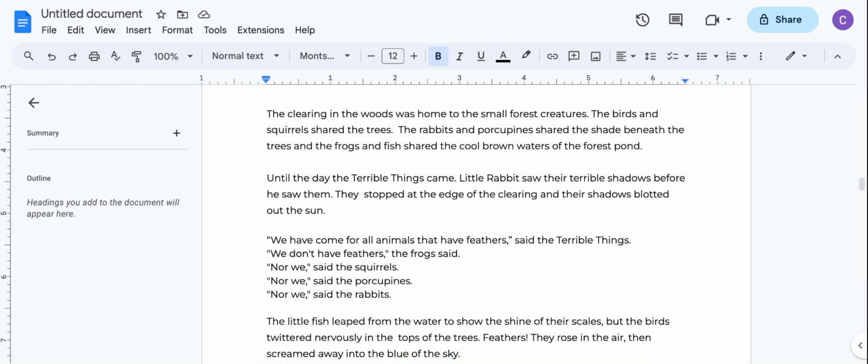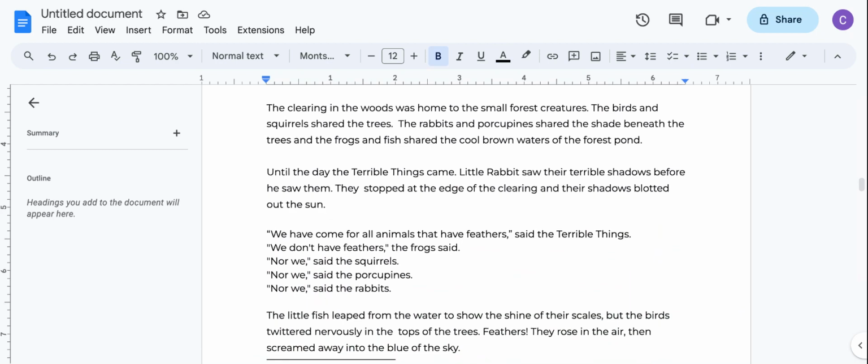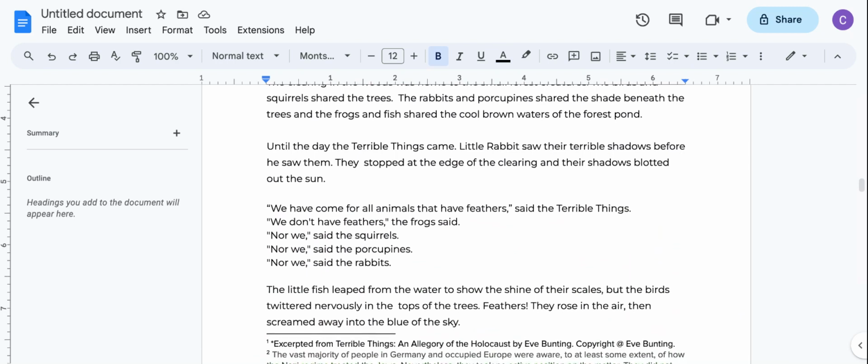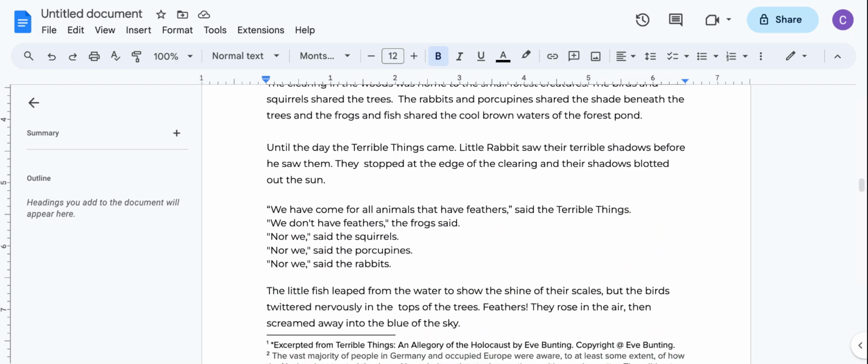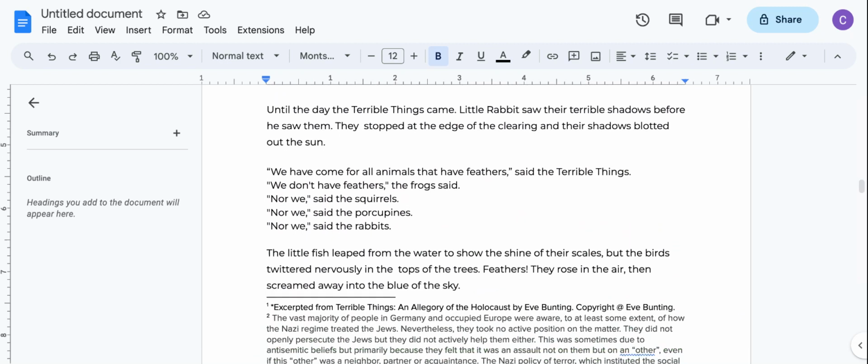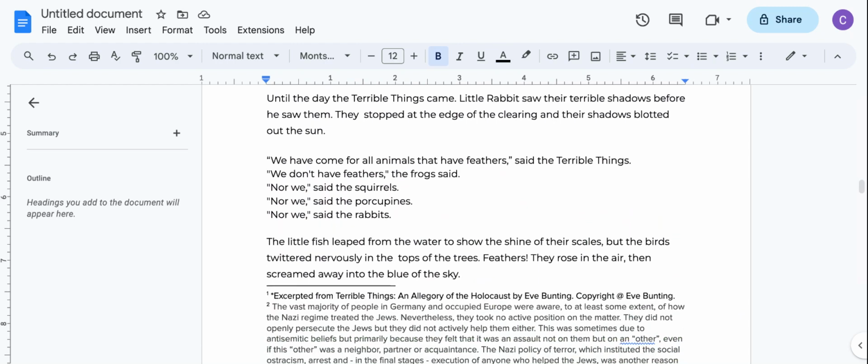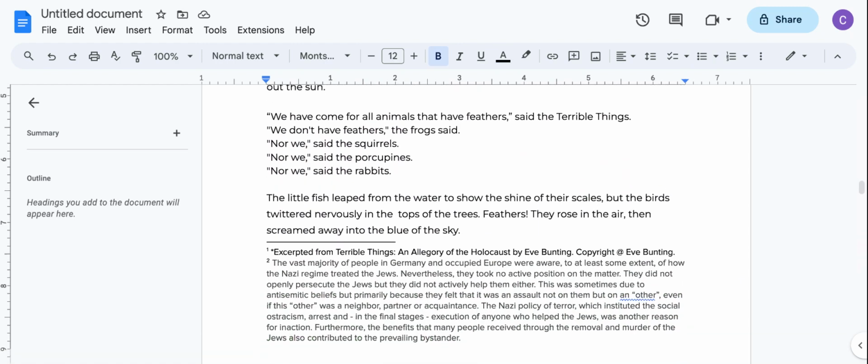The clearing in the woods was home to the small forest creatures. The birds and squirrels shared the trees, the rabbits and porcupines shared the shade beneath the trees, and the frogs and fish shared the cool brown waters of the forest pond. Until the day the terrible things came. Little Rabbit saw their terrible shadows before he saw them. He stopped at the edge of the clearing, and the shadows blotted out the sun.